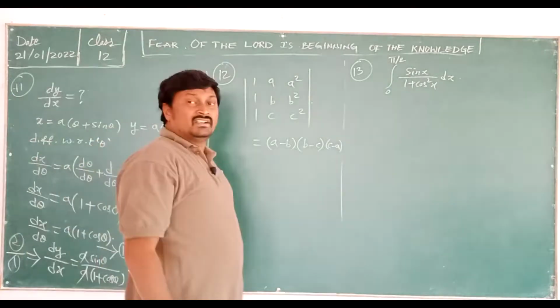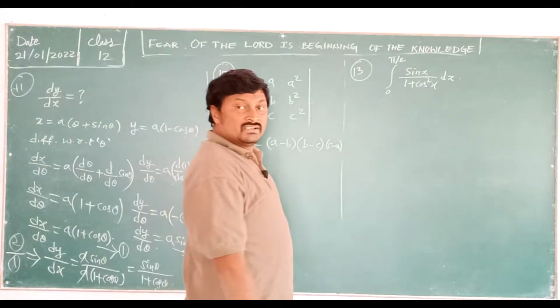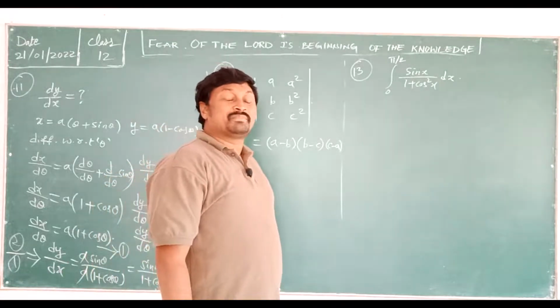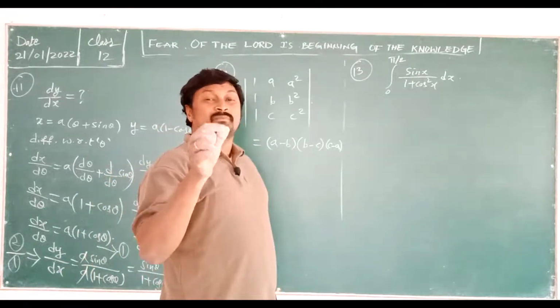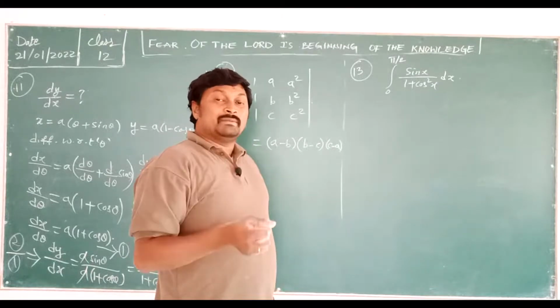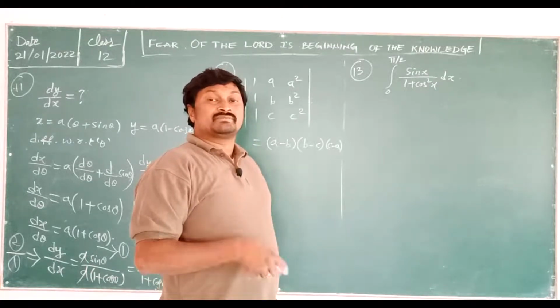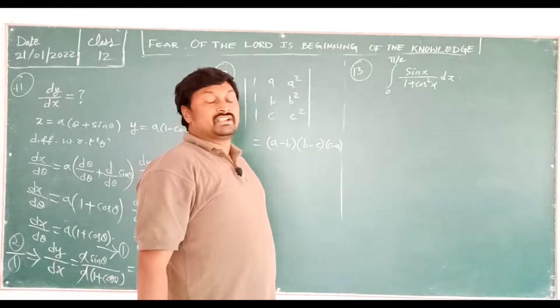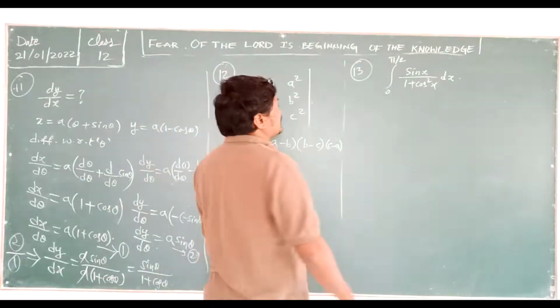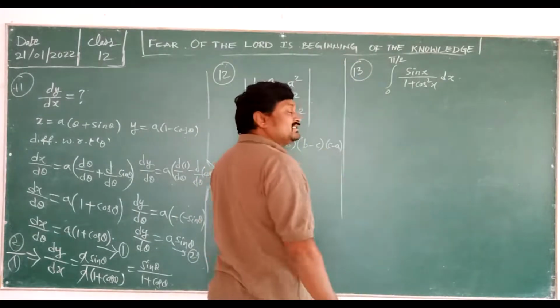By using properties only, whichever properties you used, you can write them and take a picture, send it to me through WhatsApp so that I can observe whether your answers are correct or not. I'm going to check, okay? All right. So now the 13th one, the easiest one.